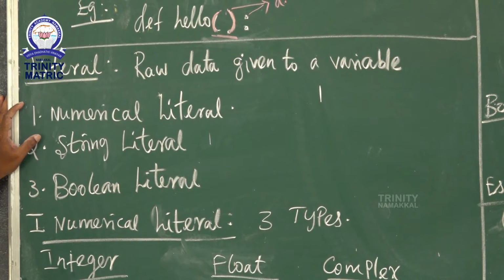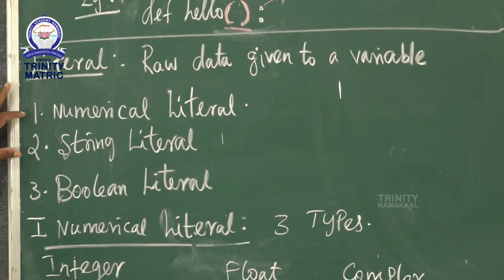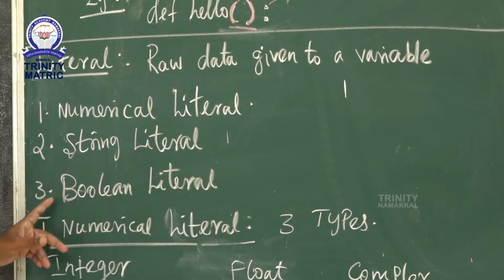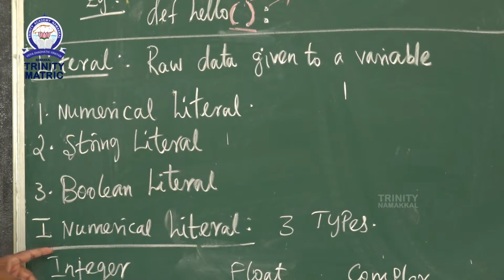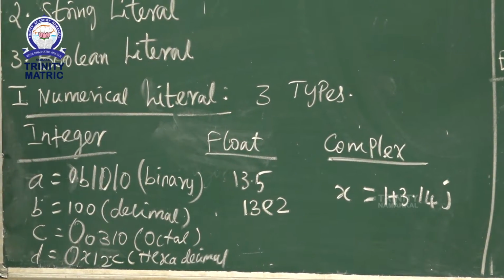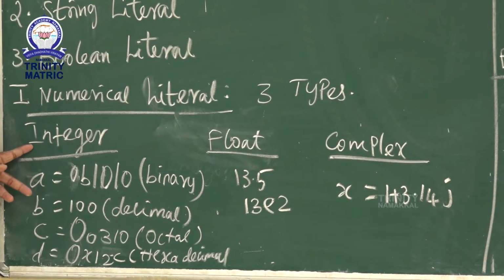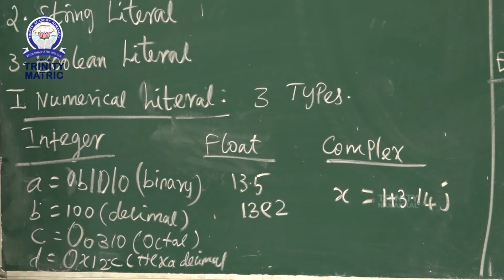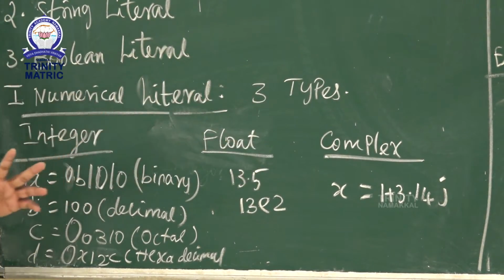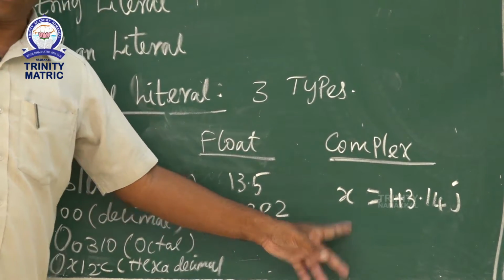10, 20, 40, Trinity Academy may be a numeric value or a string value, so the literals are classified into three categories: numerical literals, string literals, and Boolean literals. Numerical literals only represent number values, number data: integer data, float data and complex data. That means integer literal, floating point literal, complex literal. Here, in addition, one new literal called complex is there.